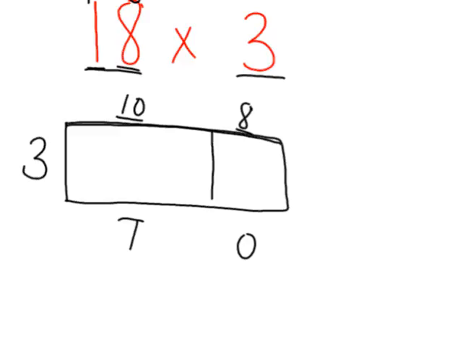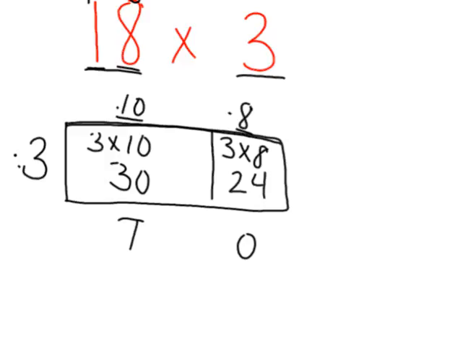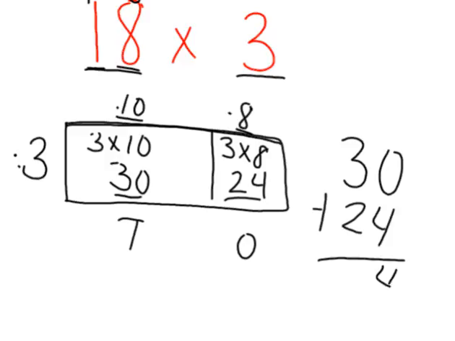So now I'm ready to multiply. I'm going to take my 10 times my 3, and that we know is 30. And then I'm going to take my 8 times my 3, and that is a fact we know, which is 24. Now I can add my 2 partial products, or 2 smaller products, to get my final product. So 30 plus 24 is equal to 54. Therefore, my product of 18 times 3 is equal to 54.